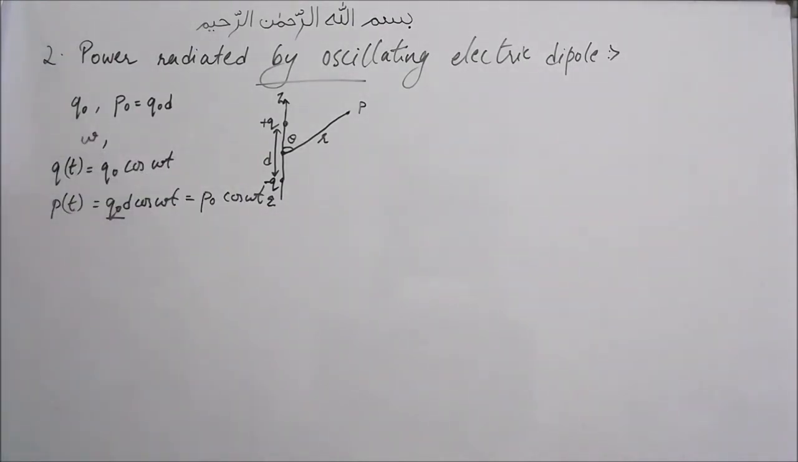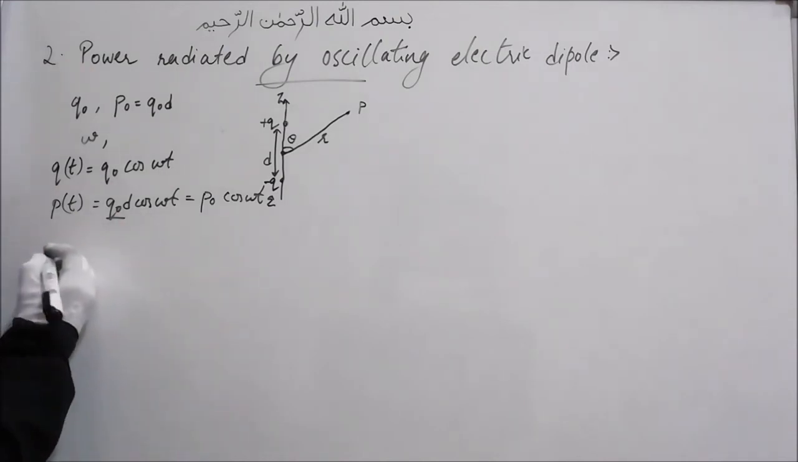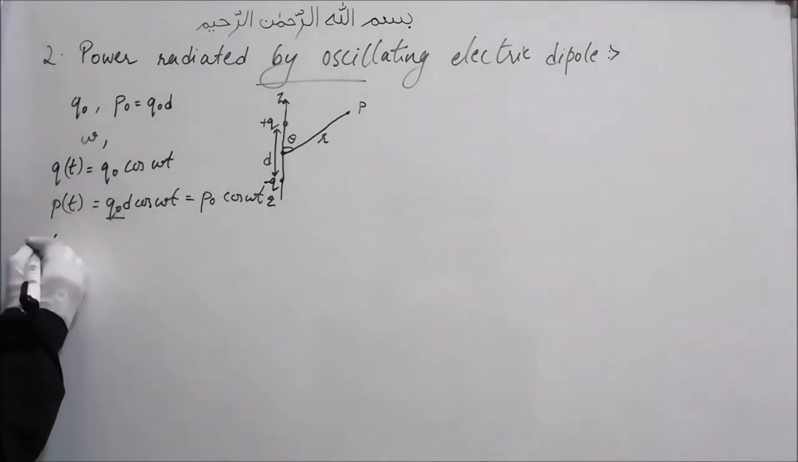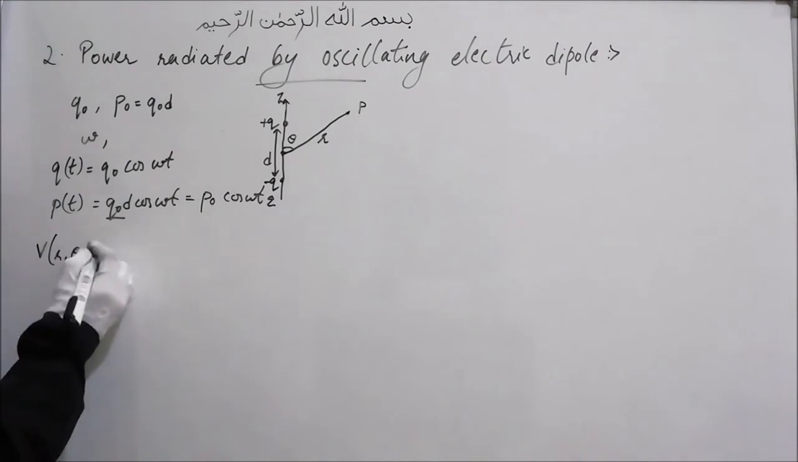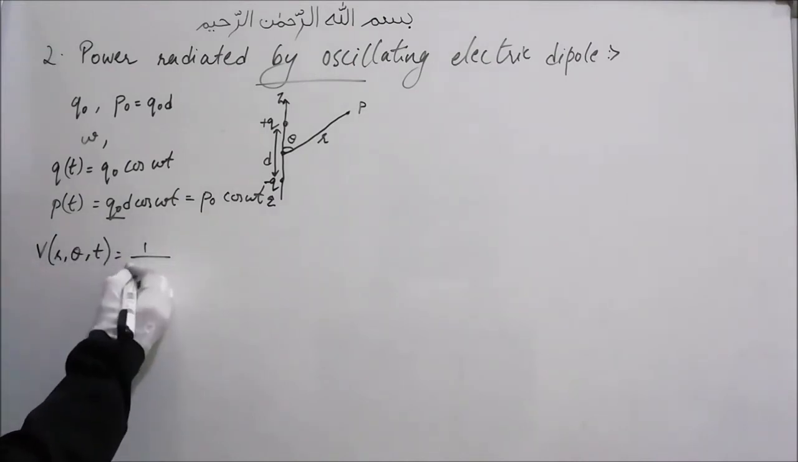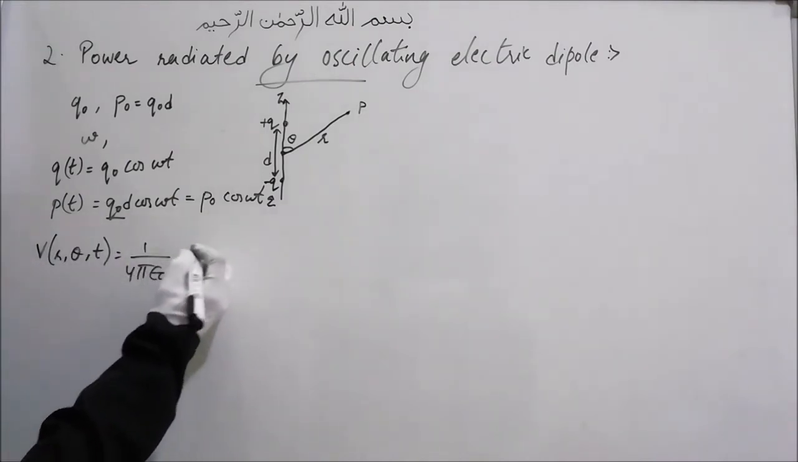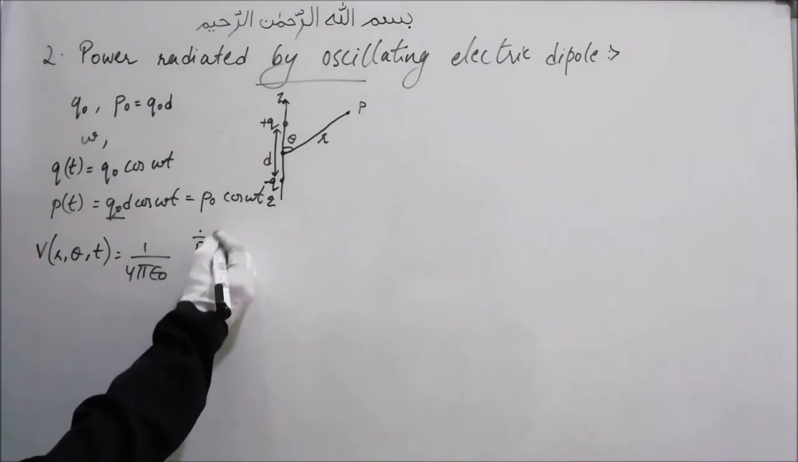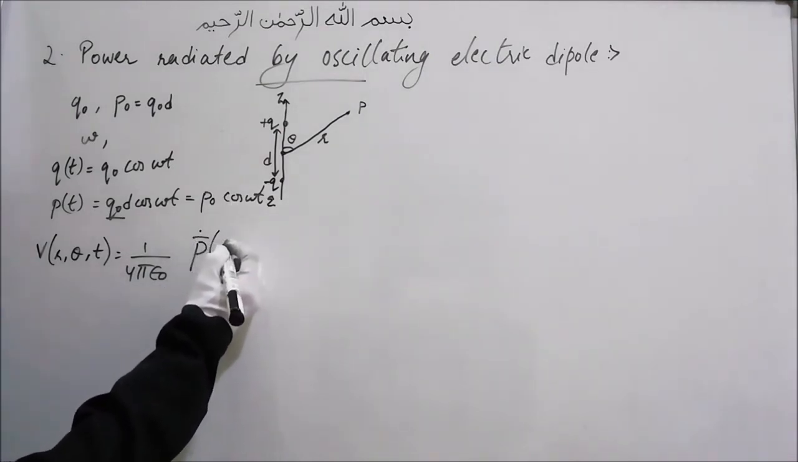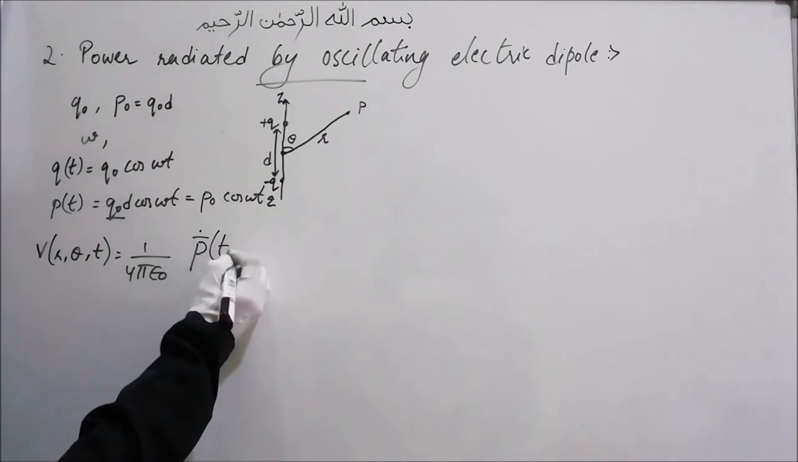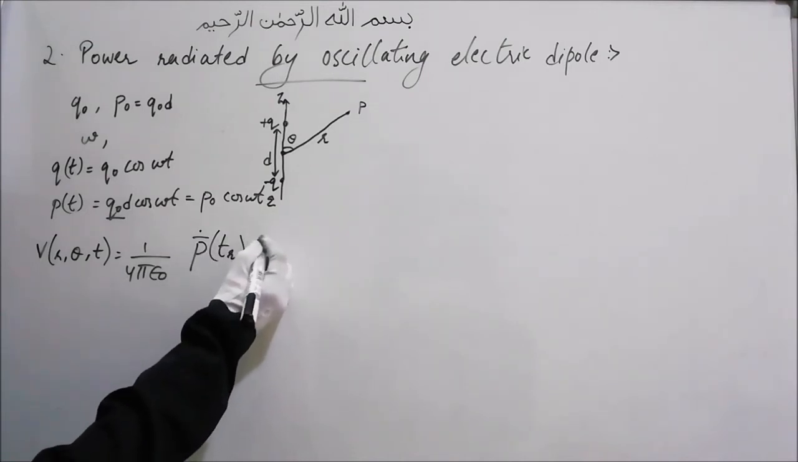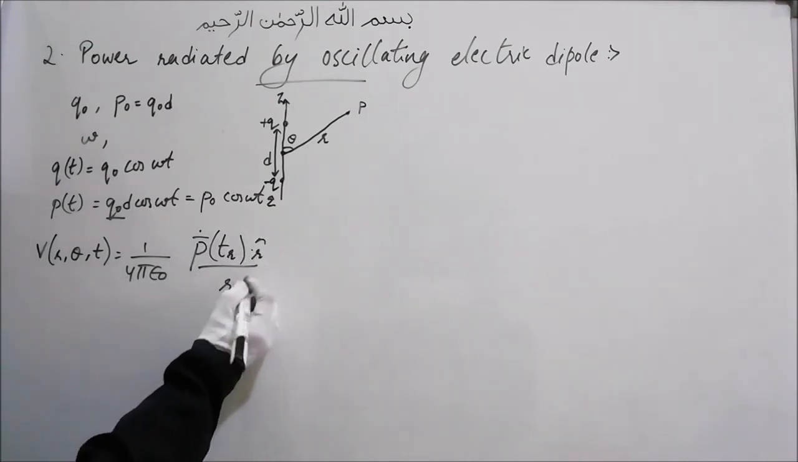You should remember from the last video we have seen the retarded potential. The retarded potential in this case, which will be a function of r, theta and t, will be equal to 1 by 4 pi epsilon naught, p dot, the first order derivative with respect to t of p at retarded time t_r, dot r hat, divided by r c.